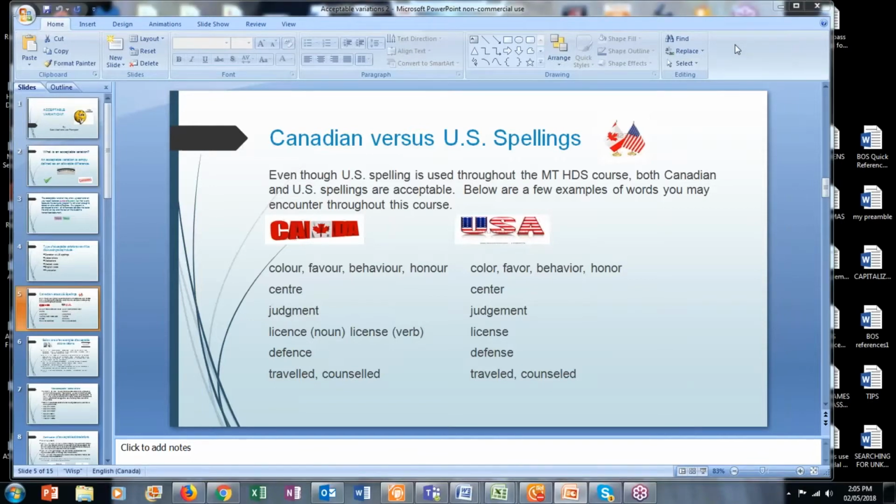Alicia is saying driver's license is with S, not C. Driver's license for Canada should be with a C. It's a noun. It would be LICENSE in the United States. Exactly. Any more comments? Just type them in and we'll read them.